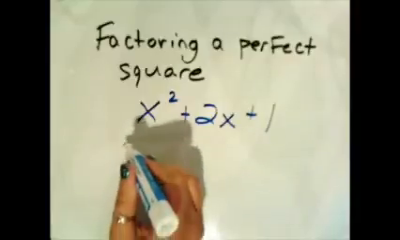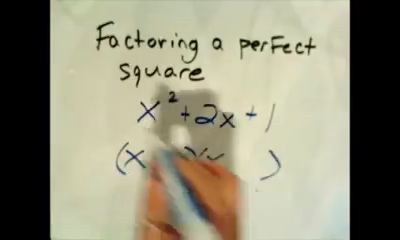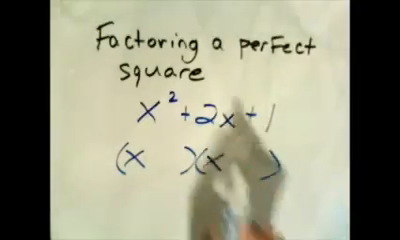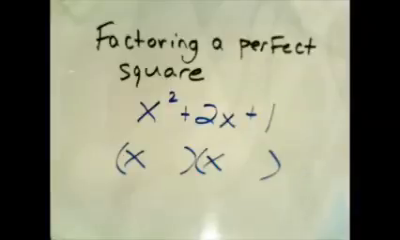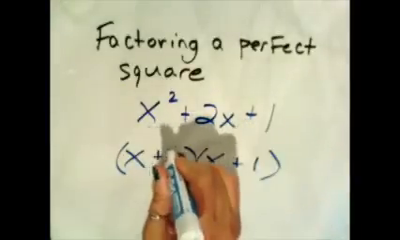So let's try another one. What did it look like before it was FOILed? So I'll set up my parentheses. I know the only way to get x squared as my first term is x times x. So what multiplies to 1 and adds to 2? Well, the only factors of 1 is 1 times 1. So let's try it and hope that that works.